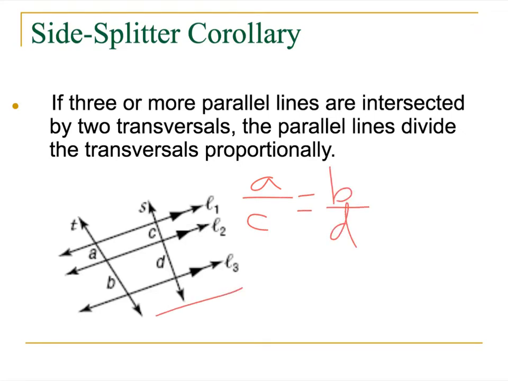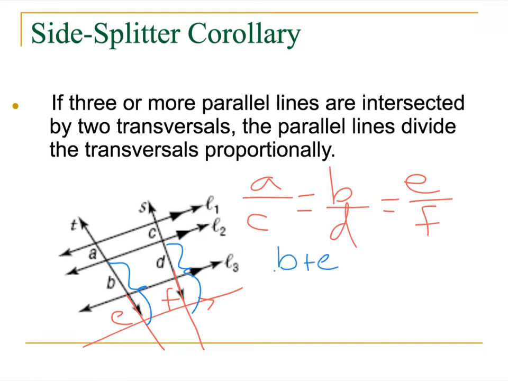And if I were to make another set of parallel lines with line 1, 2, and 3, and extend these guys a little further, let's call this E and this F, I could set that up with E over F, okay? And I can even go a step further and say this whole part is over this whole part. Those guys are proportional. So you could even have in there B plus E over D plus F, whatever those values might be. That could be a part of this super proportion that I've been creating over here, okay? Awesome stuff.